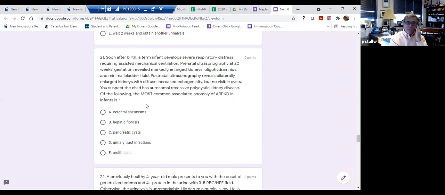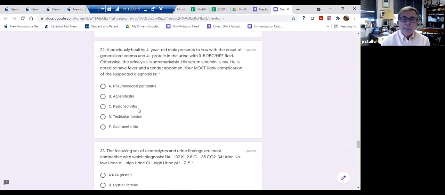Those other things, pancreatic cysts, cerebral aneurysms, go with autosomal dominant. The UTI is neither here nor there. The urolithiasis is neither here nor there. So the answer is hepatic fibrosis, and that's Caroli disease. So that goes with autosomal recessive polycystic disease, not dominant. Dominant has cysts in other areas, cysts in the ovaries, cysts in the pancreas. You get the drift, and your cerebral aneurysm. 22.